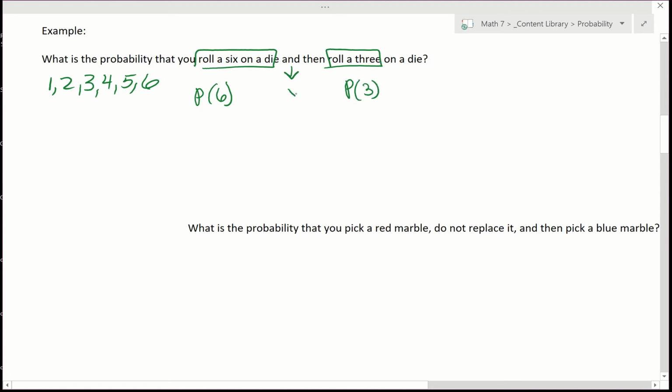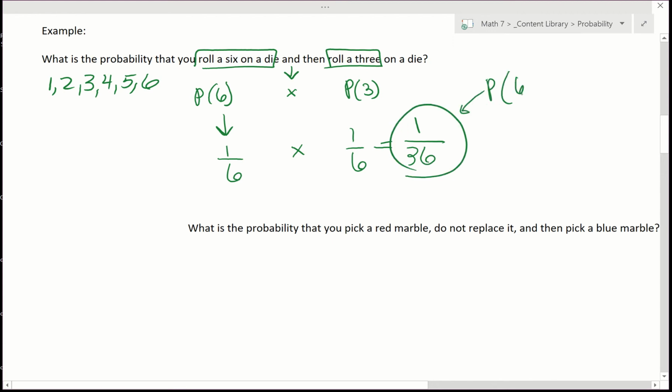And means multiply. So the probability of a 6, I have 1 out of the 6 outcomes. The probability of a 3 is 1 out of 6 outcomes. Multiply those, because it's "and." 1 times 1 is 1. 6 times 6 is 36. That is the probability of rolling a 6 and then rolling a 3.